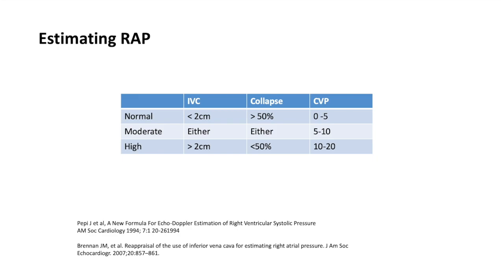If the IVC is greater than 2 centimeters and is not really collapsing by this degree, then the CVP is likely to be quite high, certainly above 10. So you can guess what the CVP is by assessing the IVC. I have to make a cautionary note here that the ITU patient is way more complicated than the well patient that's just walked into echo lab for a routine echo. So the likelihood of this being accurate in intensive care is very minimal.